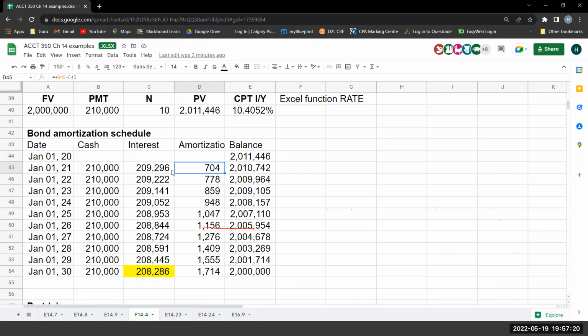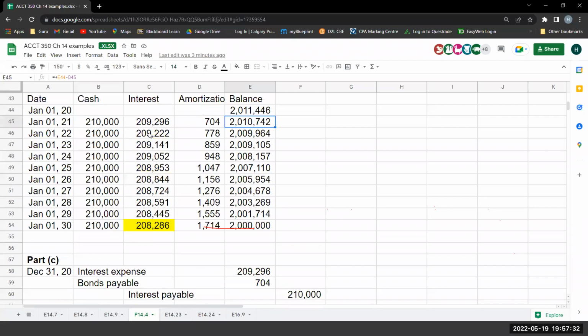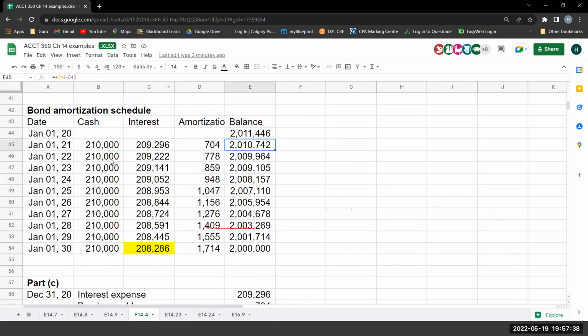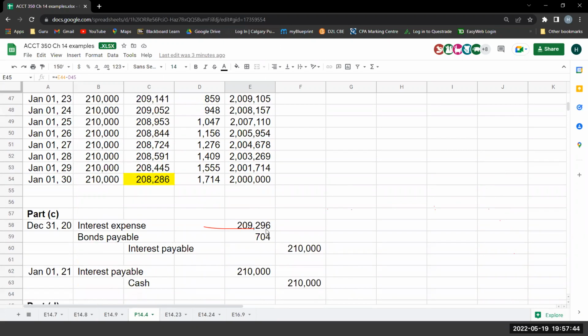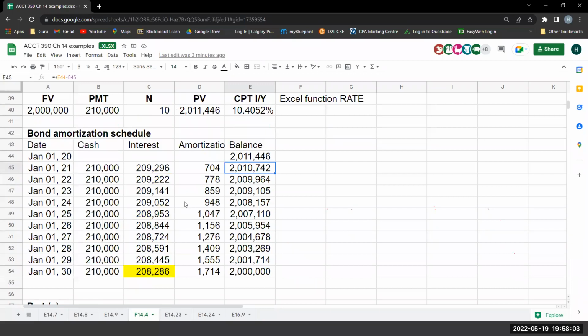Now, the moment you debit the liability, it causes the liability to go down. Come December 31st, debit the expense from the interest column. Debit the interest payable from the cash column, because that's how much cash needs to be paid next day. And the difference, to make the journal entry balance, you debit the bonds payable liability. The very next day, you're paying cash $210,000. Debit the interest payable $210,000. And away we go. You'll repeat that exercise every year into the future.